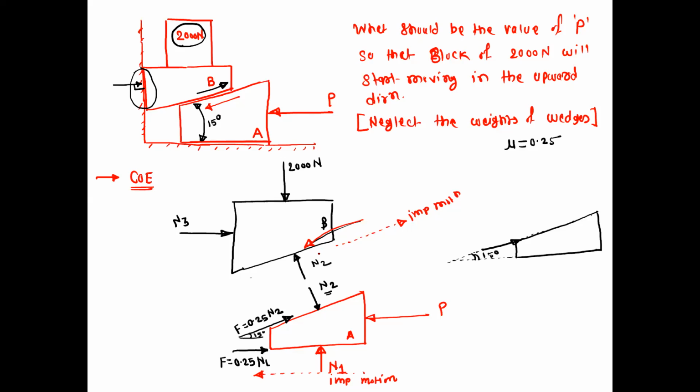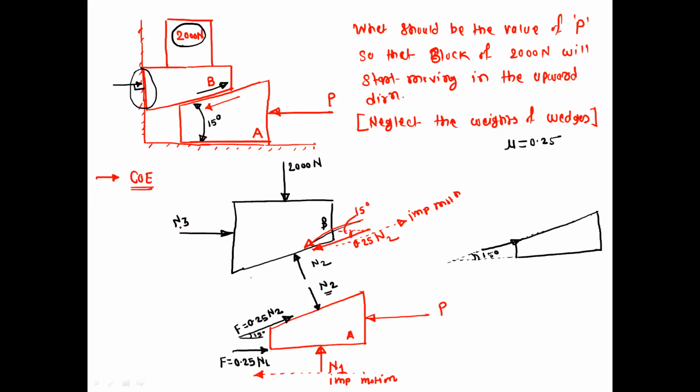As the impending motion is towards the right side, the friction force at this contact will be towards the left side, and it has the same value, 0.25 into N2, because there is a common normal reaction N2. So this is equal to 0.25 into normal reaction N2. And the angle is also the same. This is 15 degrees. If you draw one horizontal line, this angle will be the same, equal to 15 degrees.